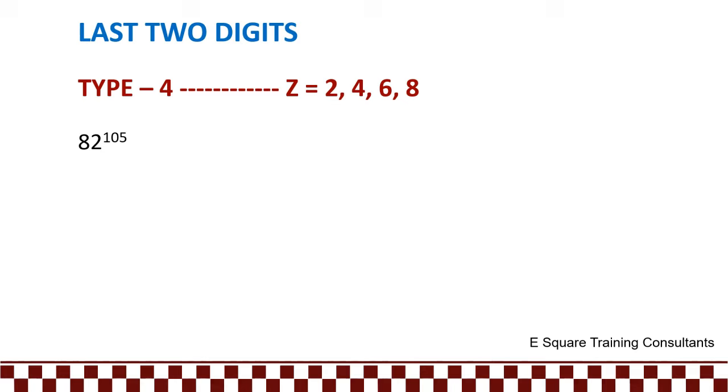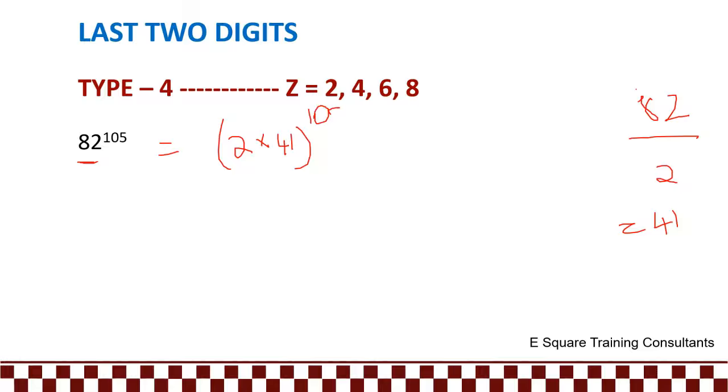So here I have 82 raised to 105. 82 divided by 2 is just going to give me 41. So I can write this 82 as 2 into 41, to the whole power 105. In the place of 82, I have just written (2 into 41) to the whole power 105, which I can still break out and write as 2 power 105 into 41 to the whole power 105.